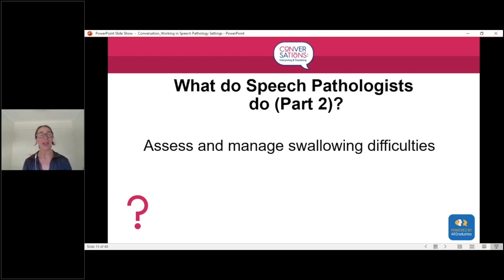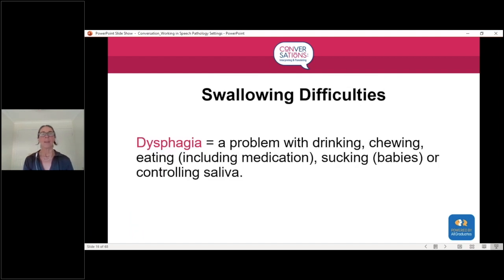Excellent. So some of you have heard about this little known area of practice for speech pathologists, assisting people who have swallowing difficulties. The technical term for swallowing difficulties is dysphagia, again in pink. So find your equivalent in your LOTE for that one. Dysphagia is a problem with drinking, chewing, eating. That can include taking your medication, sucking in the case of babies, or even controlling your saliva, okay?